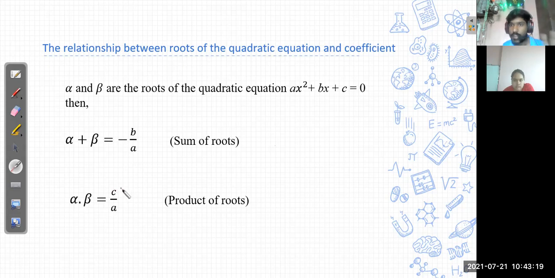I hope you know where this a, b, and c come from. A, b, and c come from the quadratic equation. So the sum of roots, alpha plus beta, is minus b upon a, and the product of roots, alpha into beta, is c upon a. Make a note of this formula. I want you to write it down.